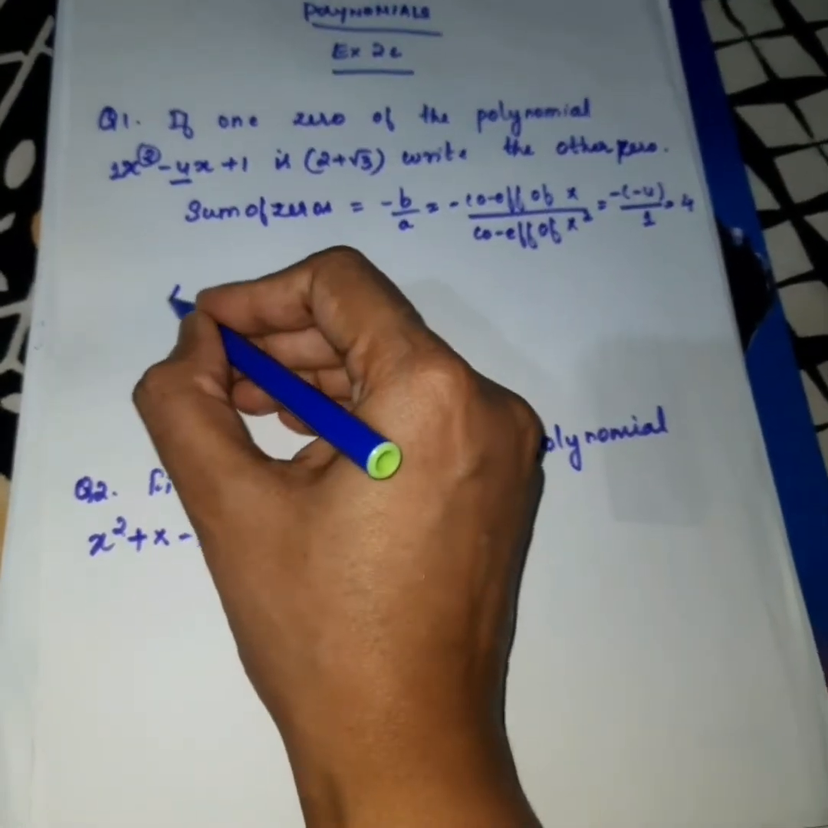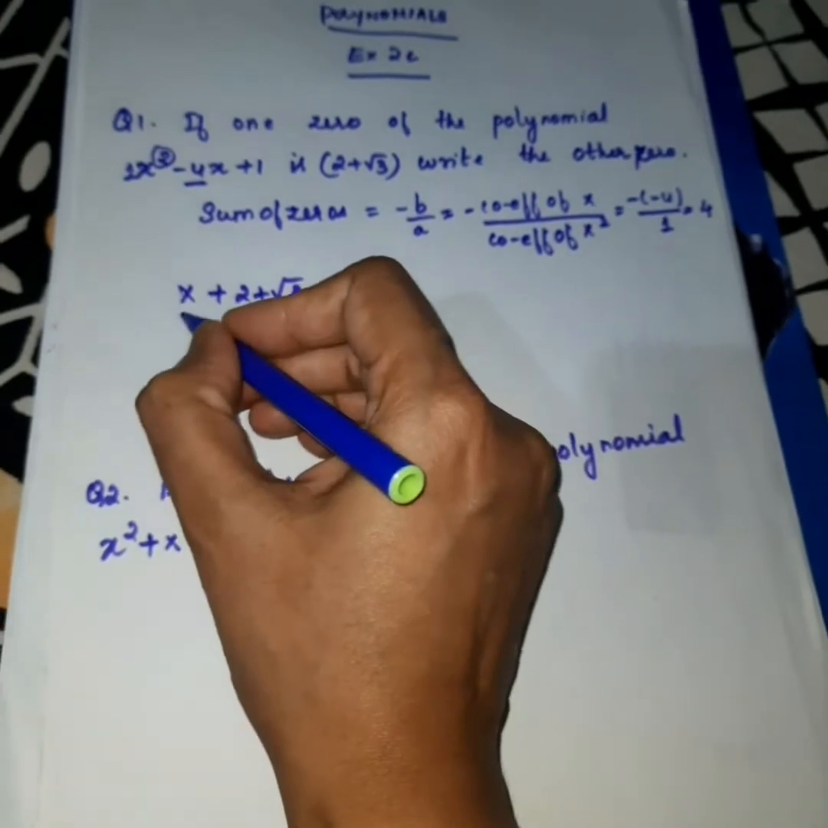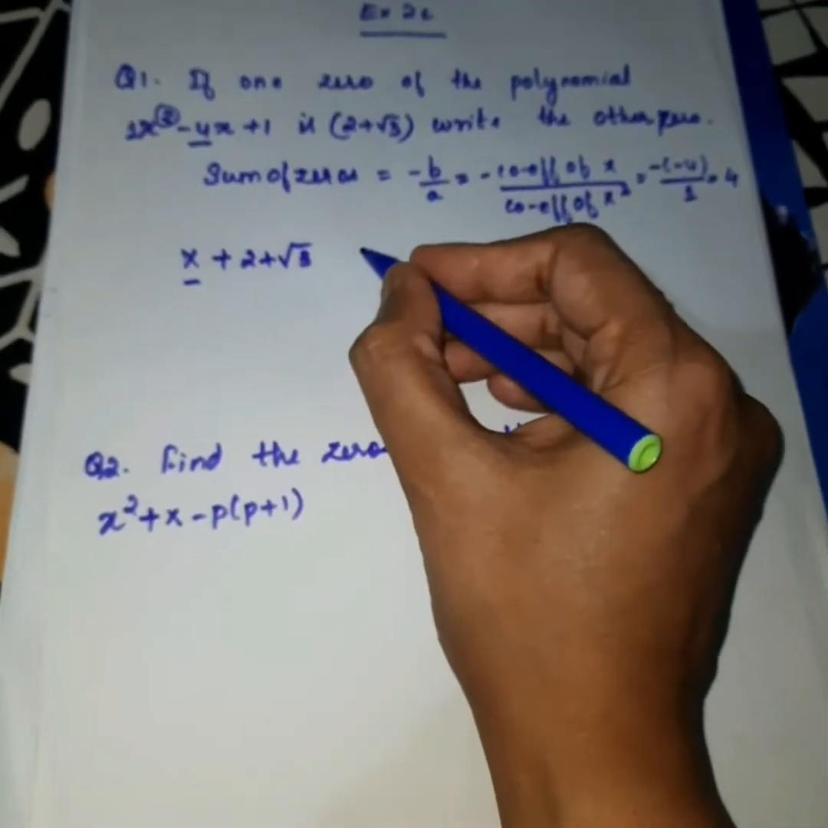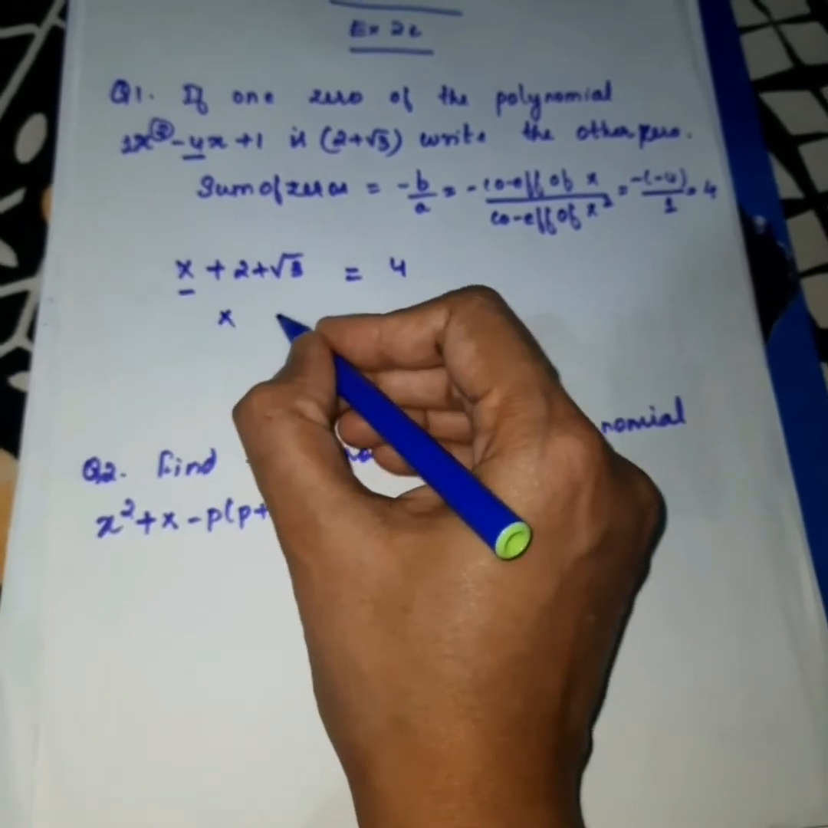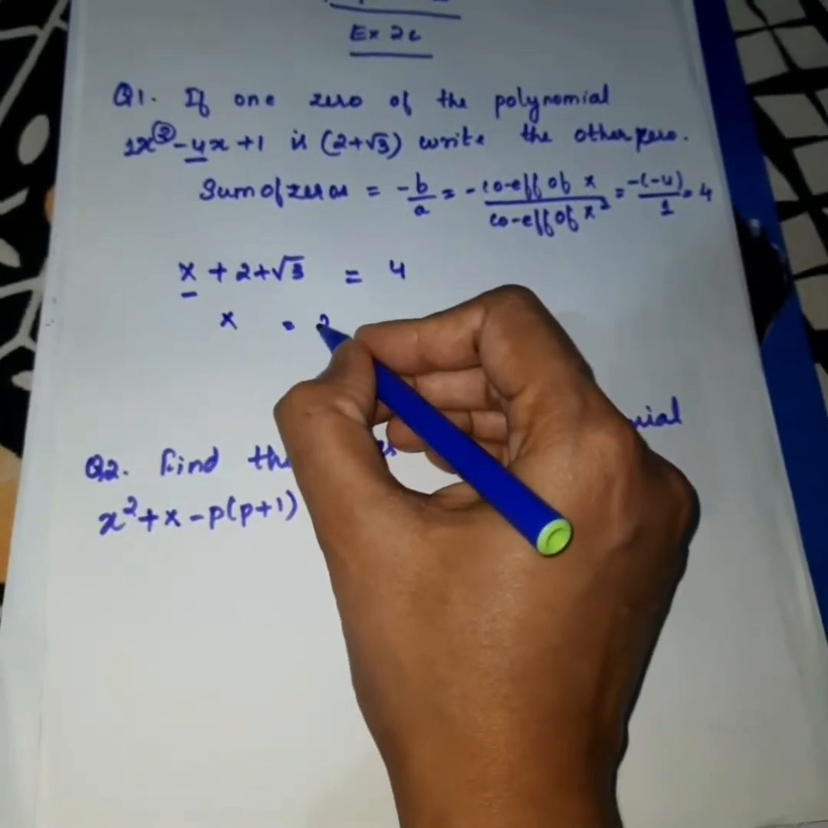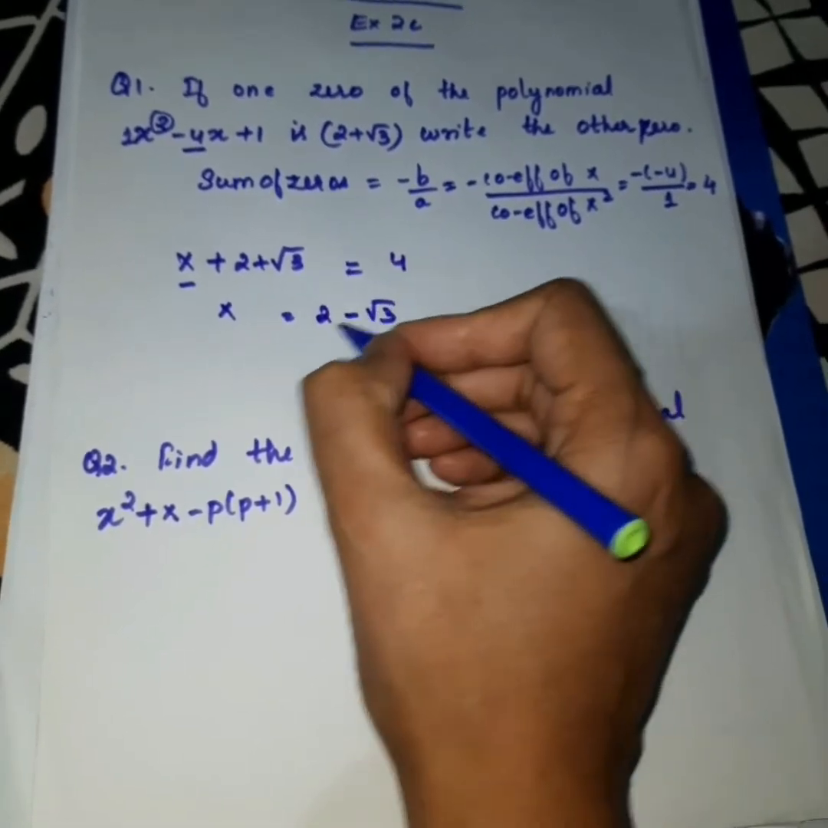And one of the zeros is already given. The other one, let's assume it as x. So x plus 2 plus square root of 3 equals 4. So the other zero is going to be 4 minus 2, which is 2 minus square root of 3.